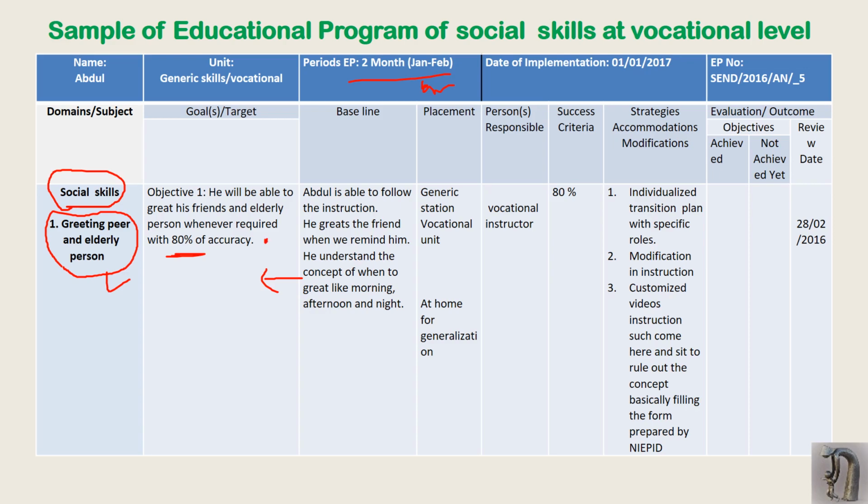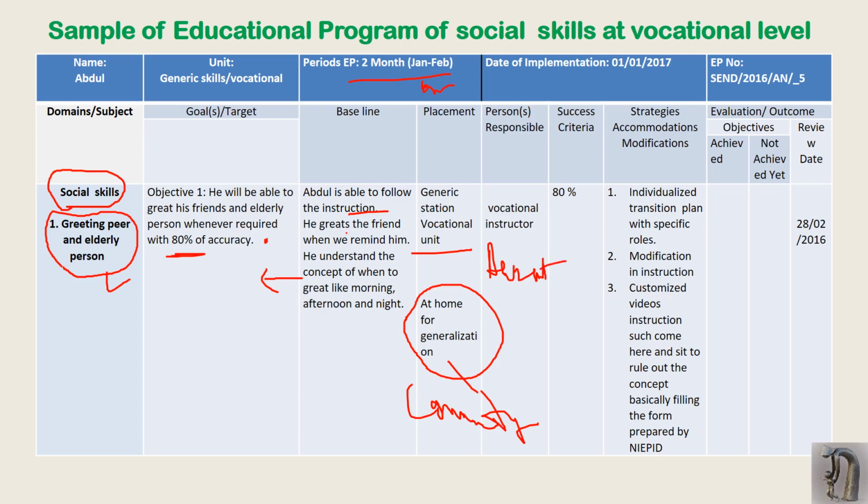Okay, so he follows some instruction. He greets the friend whenever you remind him. He understands the concept like morning, afternoon and midnight, whatever you have to say. So this is how the current level looks. And when you're going to teach, the home is the best place, where the child spends a lot of time. It also helps to generalize, where even in the community you can use it for generalization, because the community plays a major role where the child can generalize better. And this can be taught in the vocational unit by the vocational instructor, and even by the parents, not only the vocational instructor. Okay, and I'm going to write a criteria.